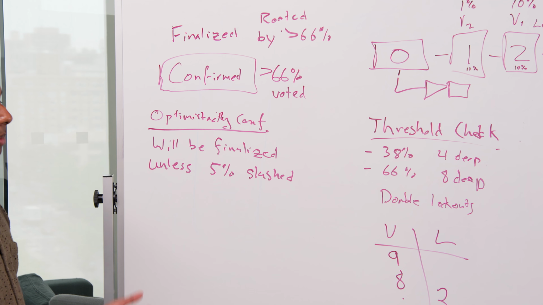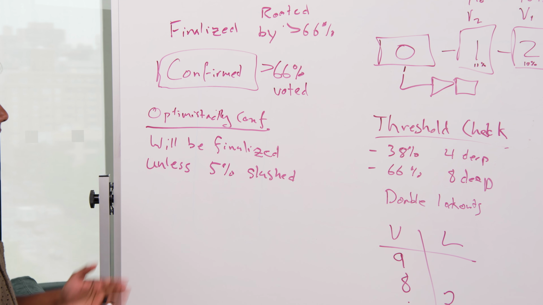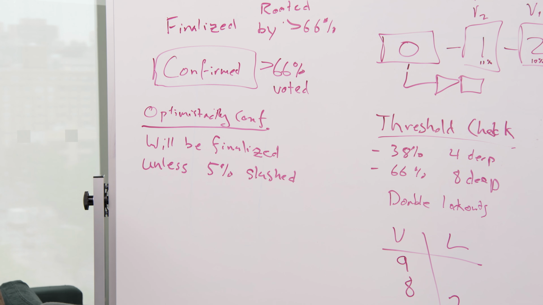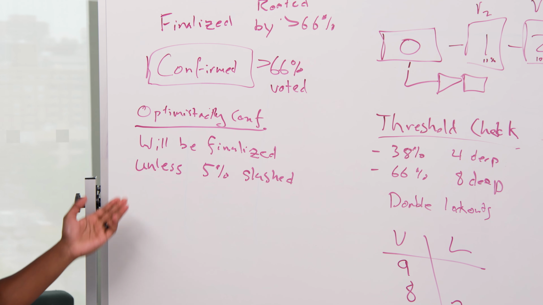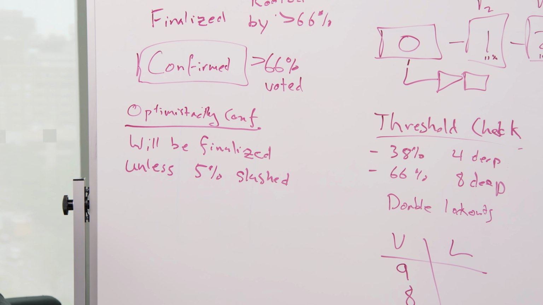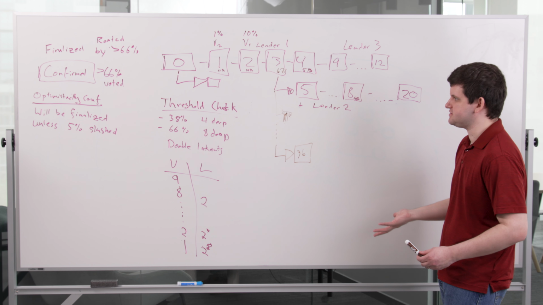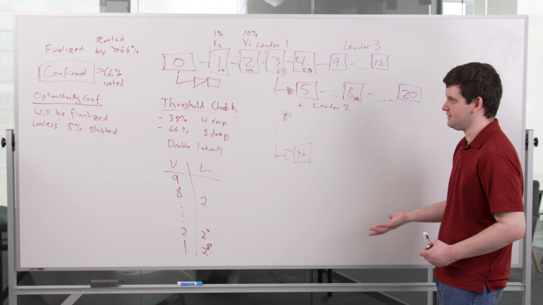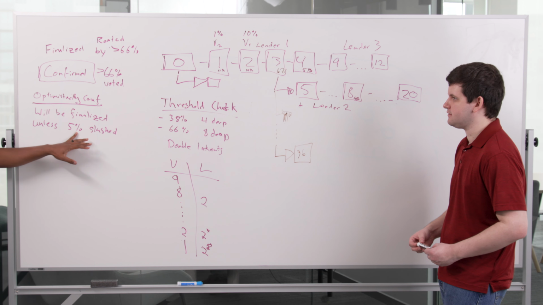Got it. So most apps and RPCs use optimistically confirmed because in our history, it's never been rolled back. Right. And the reason it's never been rolled back is that there's never been social slashing happening. Right. Or there hasn't been 5%.